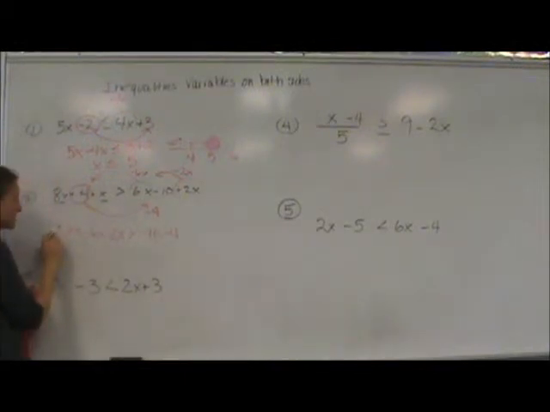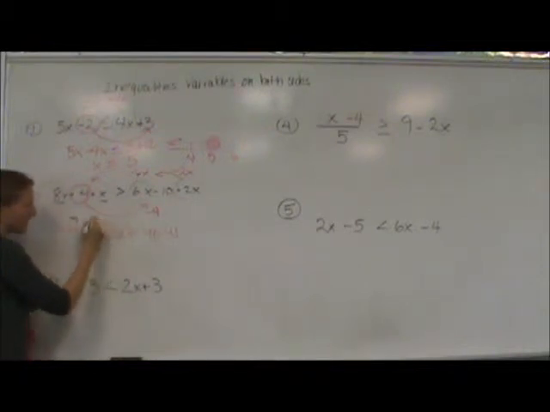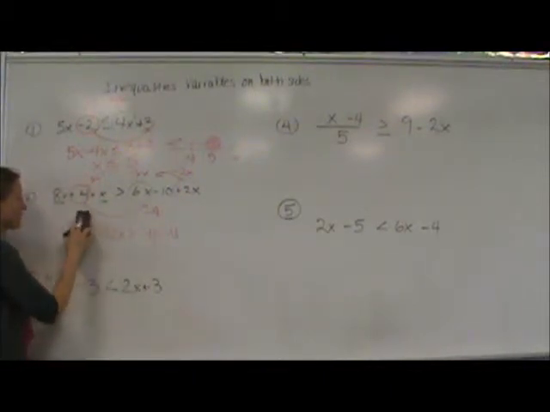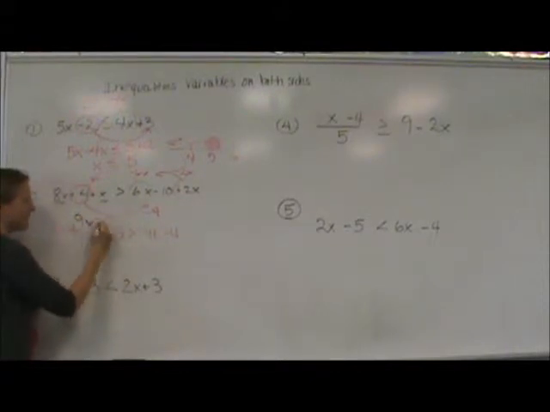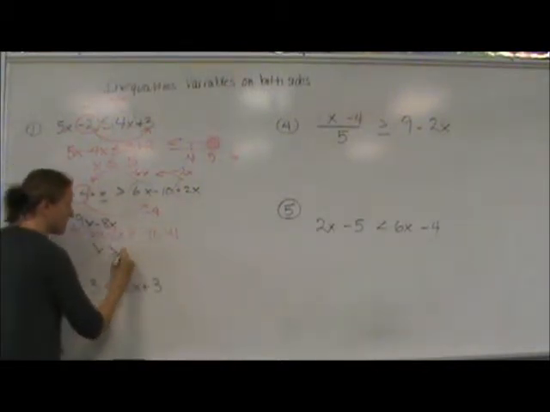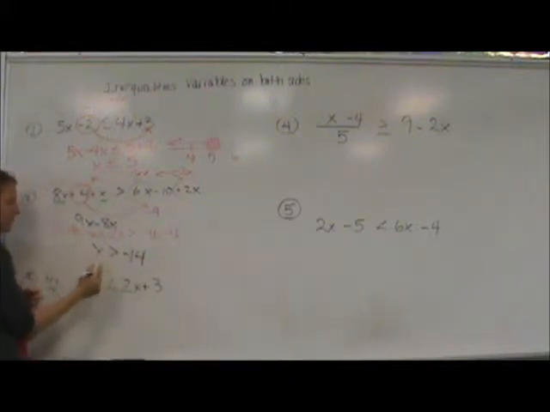I'm going to combine my terms. 8 plus 1, 7, 7 minus 8 will give me negative 1x. I made a little mistake. 8 plus 1 is 9x minus 8x, which will give me x. Bring down my greater than sign. Negative 10 minus 4 is negative 14. I don't have to go any further.